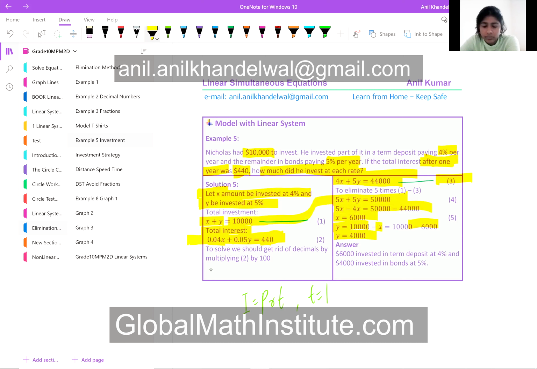So coming back to the answer now, Amy, can you read the answer? It is not written in coordinate form. So x is 6,000. If x is 4%, you would say 6,000 would be invested. Oh, you wrote it there. Yes. 6,000 invested in term deposit at 4%, and then the 4,000, which belongs to the y variable, which we put for the 5%, is invested in bonds at 5%.